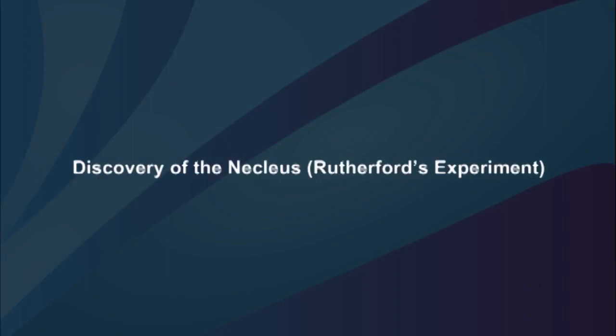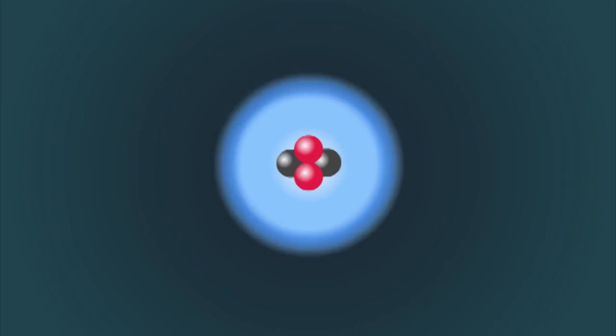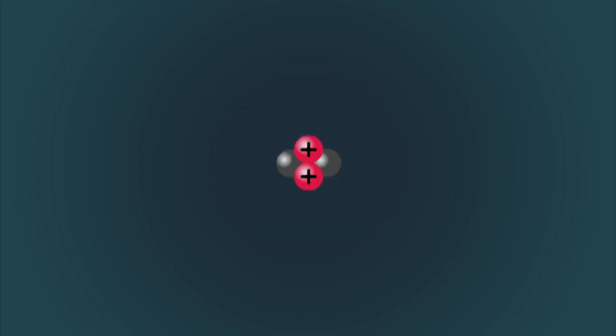Discovery of the nucleus, Rutherford's experiment. In order to test J.J. Thomson's atomic model, Rutherford set up the following experiment. He reasoned that if the positively charged mass present within the atom is thinly spread, then any positively charged particle moving with sufficient kinetic energy would easily penetrate through it.